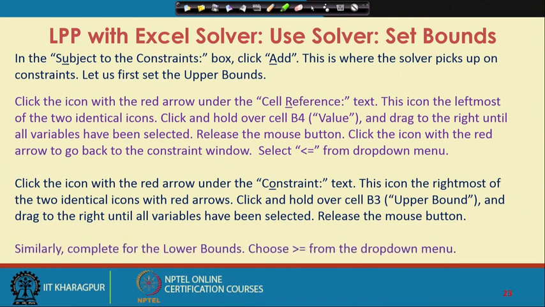Similarly, complete all the lower bounds. While you do this for the lower bounds, you have to choose greater or equal to from the drop down menu. Note that the upper bound is a less or equal to type constant, but the lower bound is a greater or equal to type. So, that is why you have to choose the appropriate sign, less or equal to or greater or equal to, from the drop down menu.